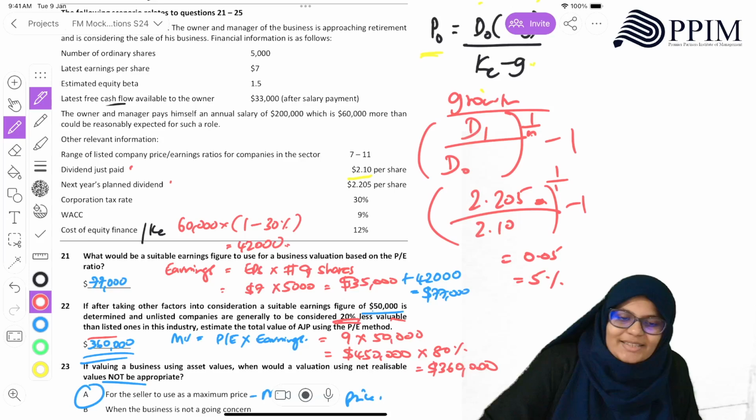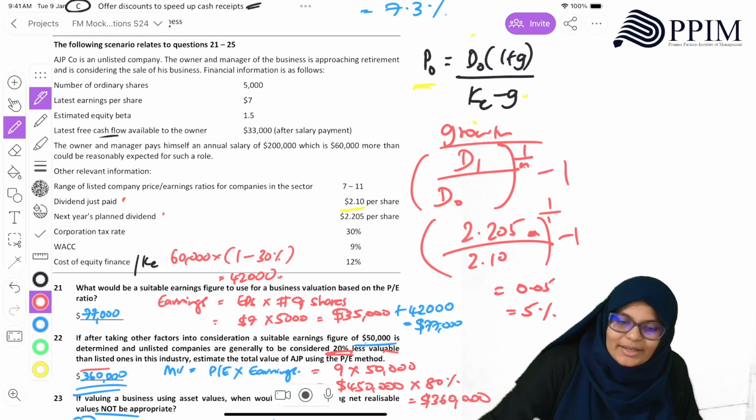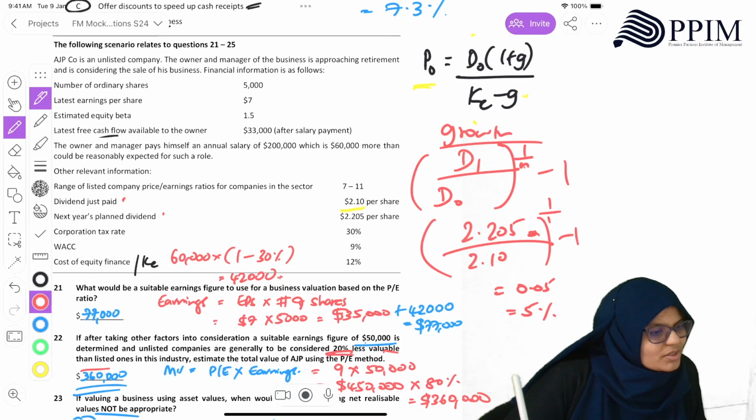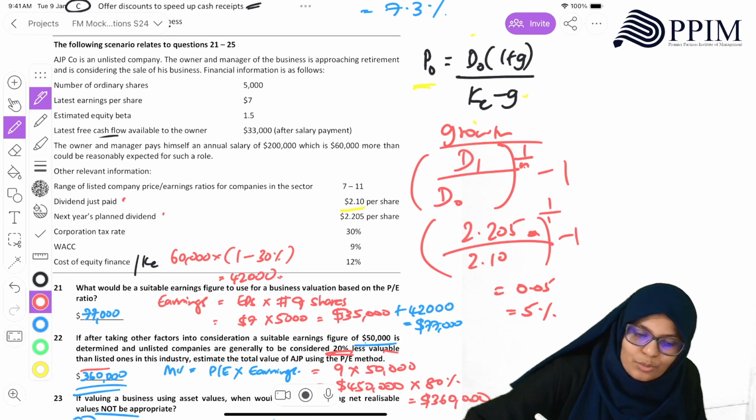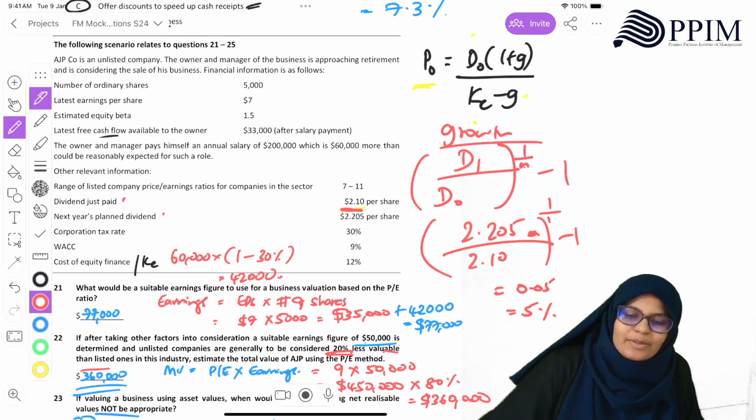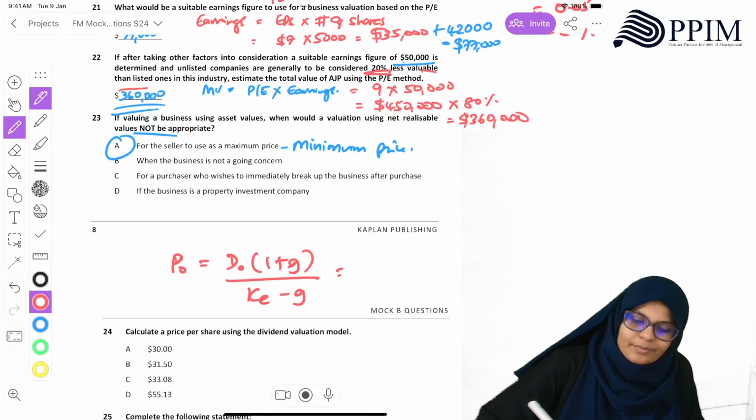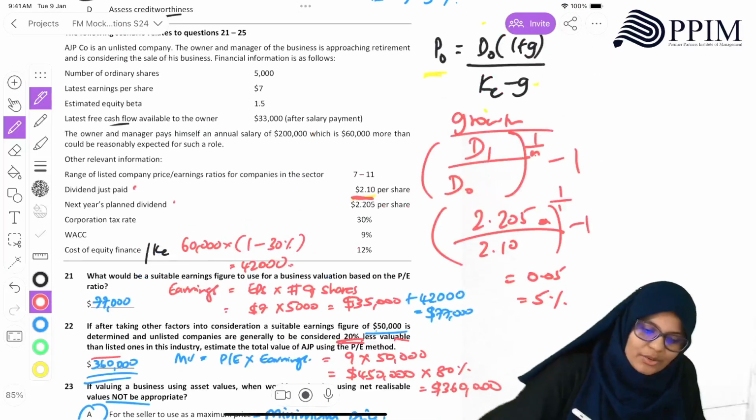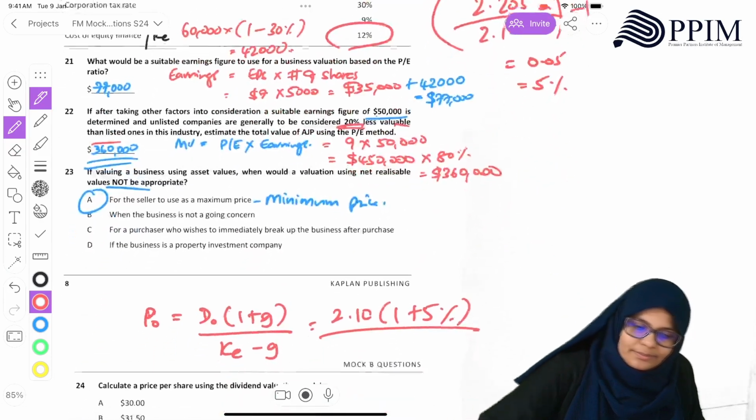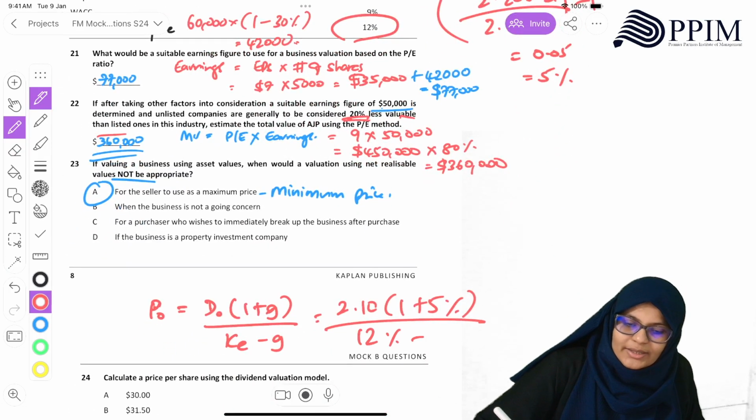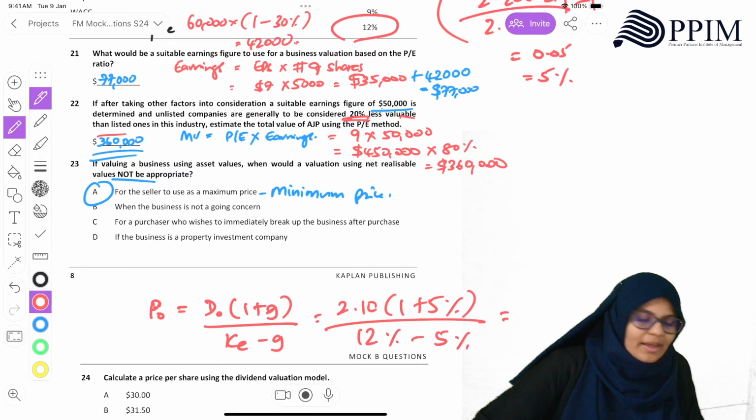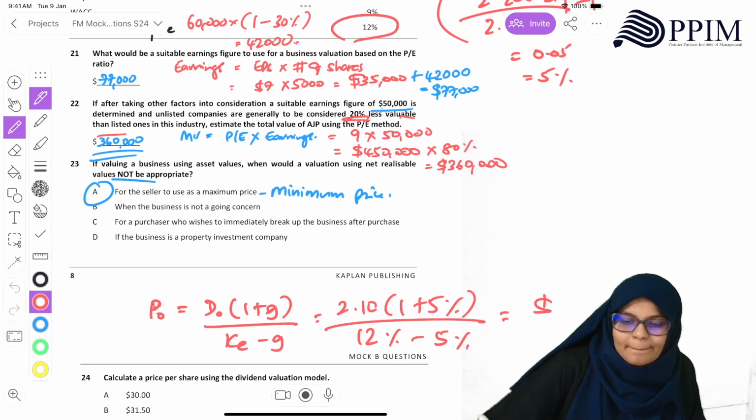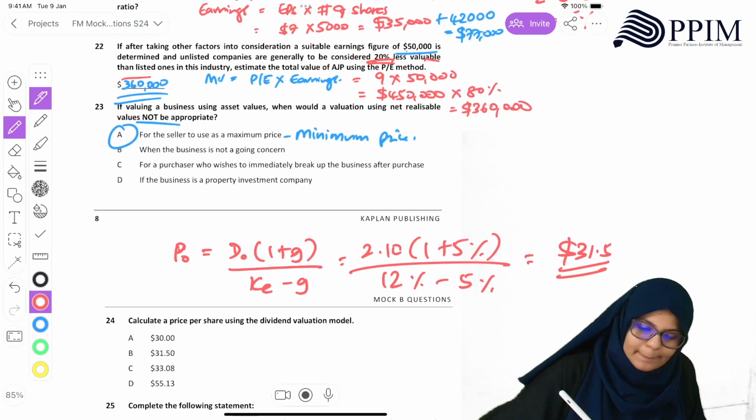Right, so the growth is there, the dividend is there, just a matter of putting it into this equation. D naught is 2.1. So 2.1 times 1 plus 5%, over KE, which they told me was 12%, minus growth, which is 5%. Put that in your calculator, you get P naught, which is $31.5.